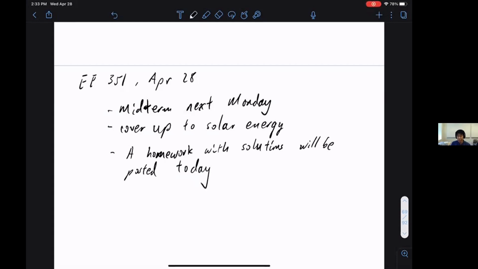The solar questions will definitely be on the midterm. Since it doesn't make sense to have a homework together with a midterm, I will post a homework with solutions. So think of these as exercise questions. But you are definitely expected to know the materials covered in this homework. Any questions about this?